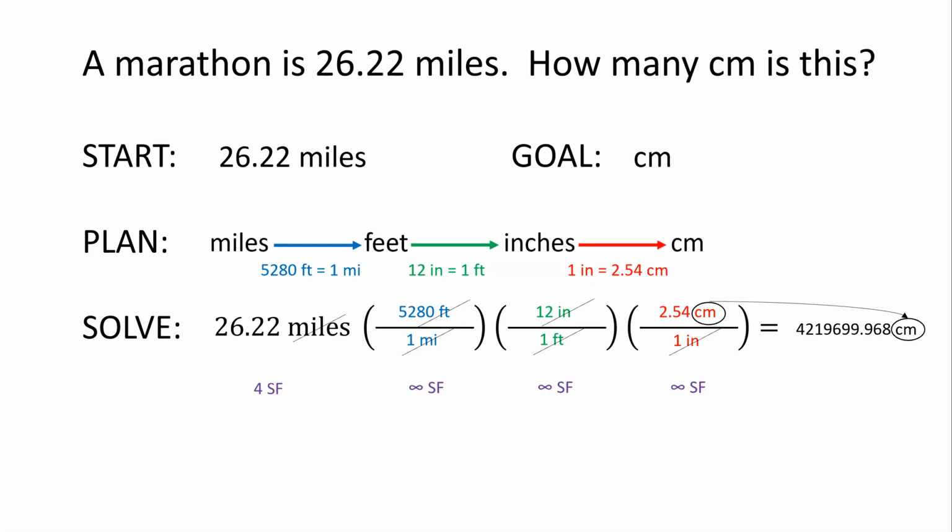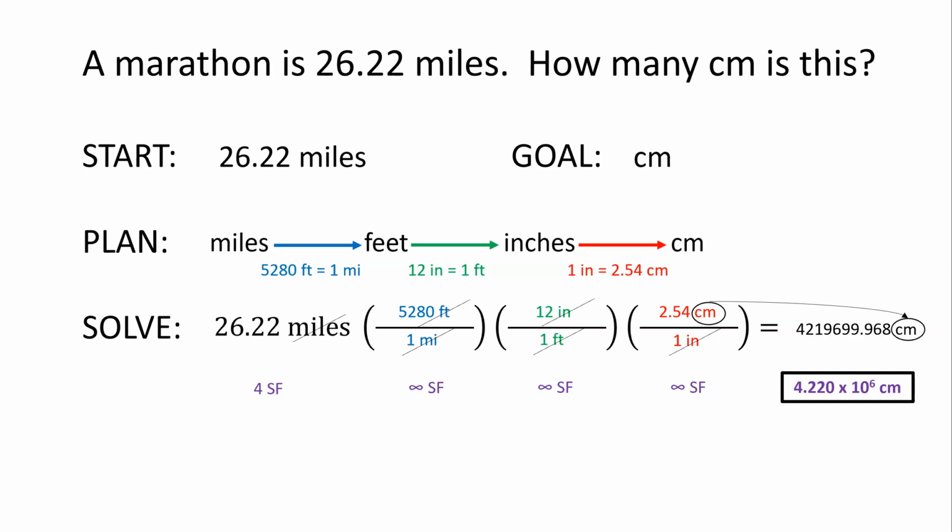Look at those 4 there. So I've got 4 significant figures in my starting, or initial, or given value. All of those conversion factors that we used in this problem were all from definitions. Definitions of what a mile is in terms of feet, definitions of what a foot is in terms of inches, and the definition of what an inch is in terms of the metric system. So my final answer should only have 4 significant figures since we're multiplying.